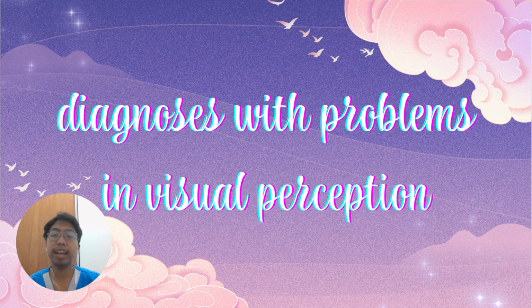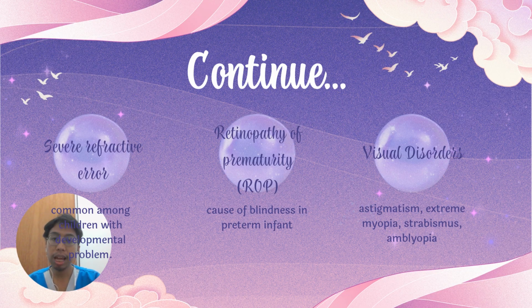So next is diagnosis with problems in visual perception. Actually, there are a lot of diagnoses when it comes to visual problems. One of the very famous ones would be dyslexia. As you can see, dyslexia is an inability to read letters because the letter D seems upside down, the letter P seems flipped to the left side, and B seems upside down, etc. That's an example of it.